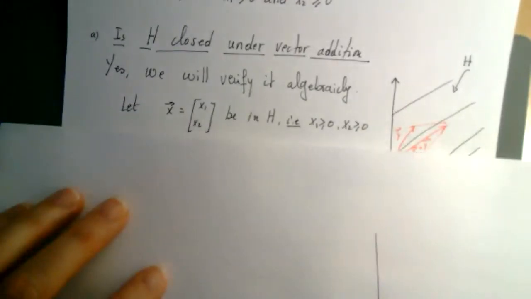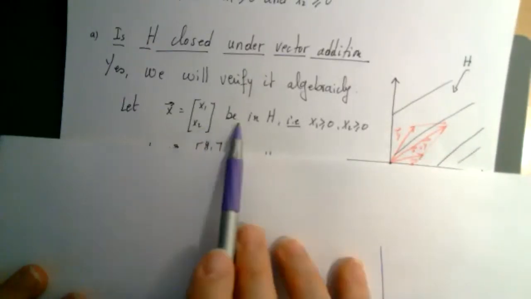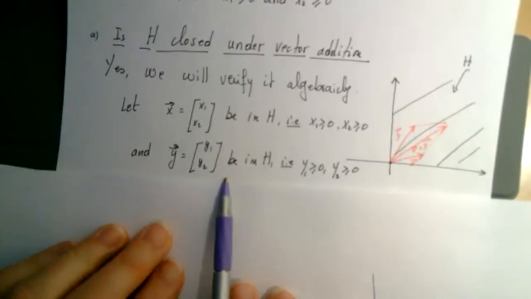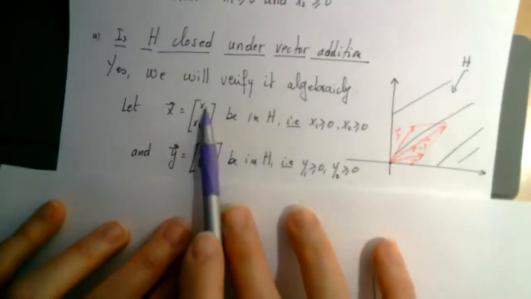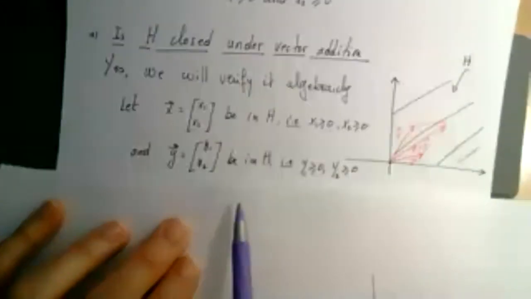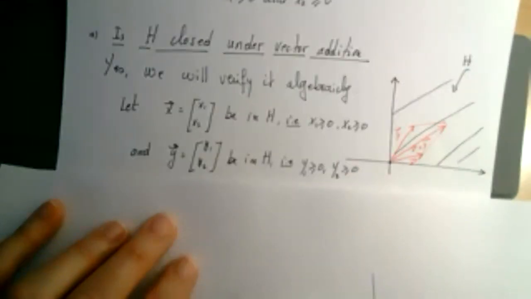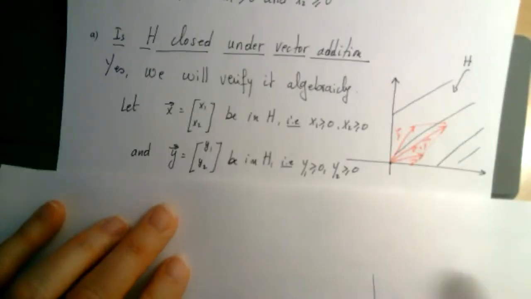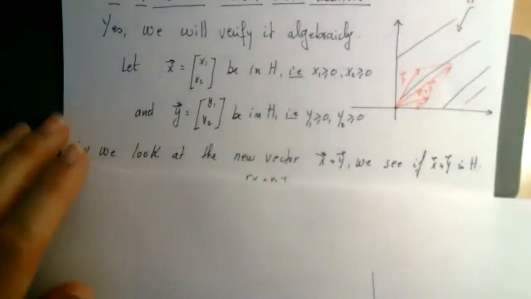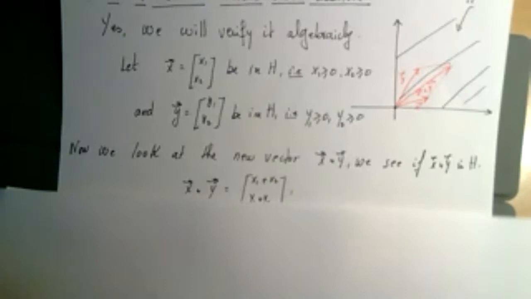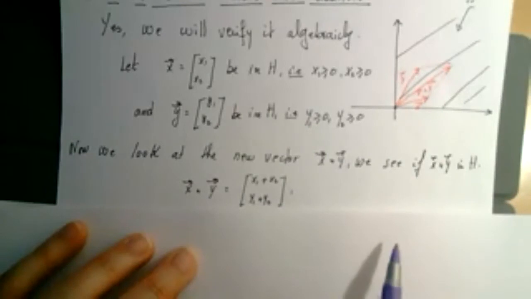Algebraically, it means we start with two vectors in H. So let x and y be in H. What does it mean? It means my x has the property that the first component is positive, the second is positive. My y has the property, the first is positive and the second is positive. Now I'm going to add them and check, does the new vector x plus y have the same property, but algebraically.